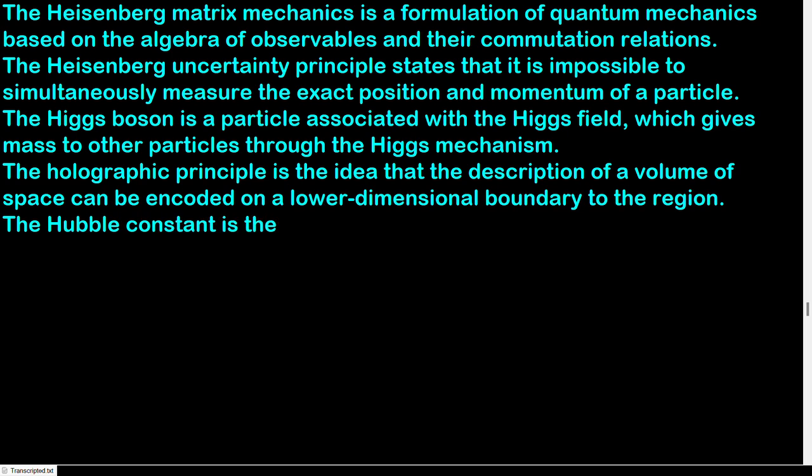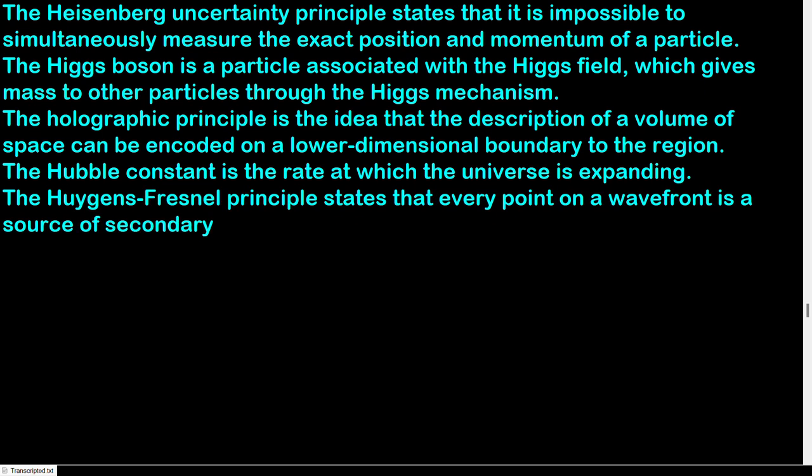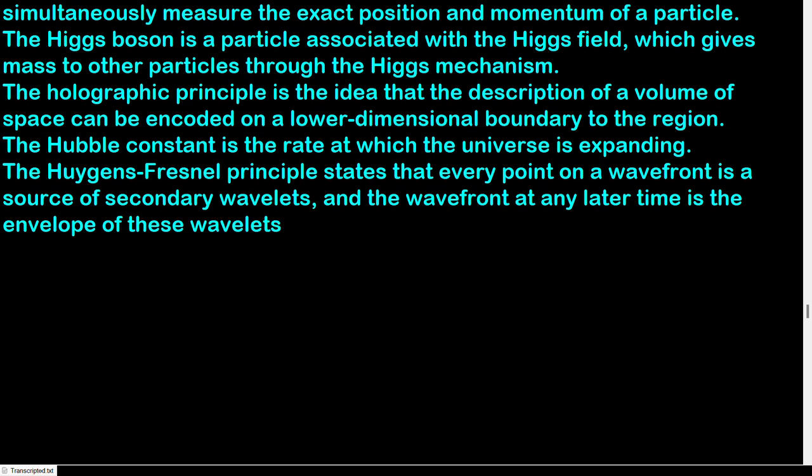The Hubble constant is the rate at which the universe is expanding. The Huygens-Fresnel principle states that every point on a wavefront is a source of secondary wavelets, and the wavefront at any later time is the envelope of these wavelets.